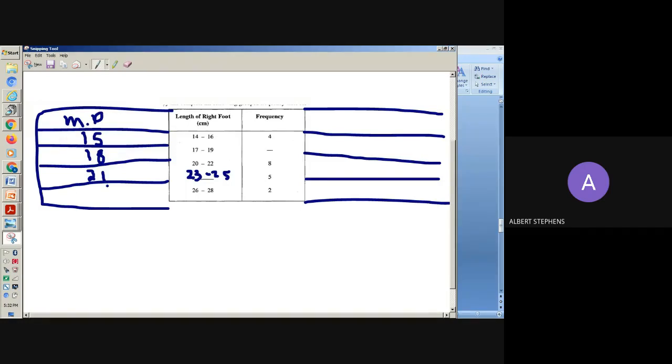I think I have more rows. I think I made a mistake. So this one goes to that one. This one goes to that one. I made a mistake somewhere with the rows. Let me do this last one on here.